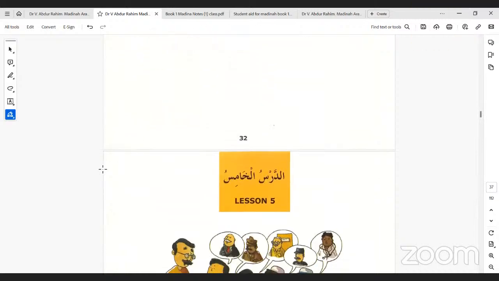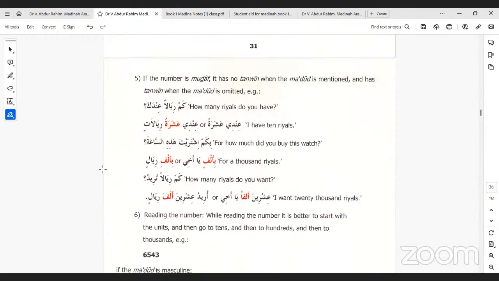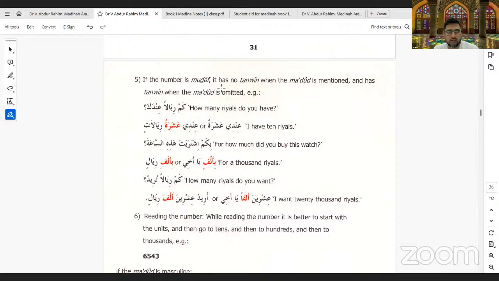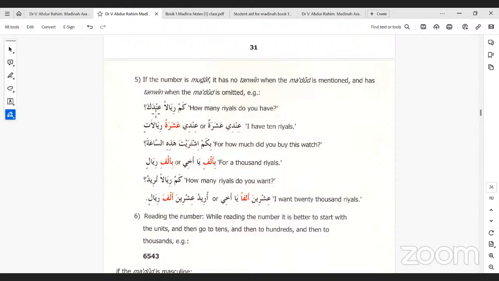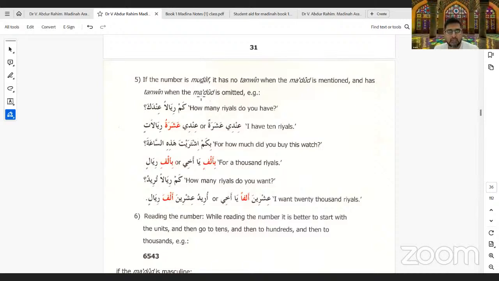Can you explain number 5 a little? Okay. If the number is mudaf, it has no tanween when the ma'dud is mentioned, and has tanween when the ma'dud is not mentioned. Let me explain here. I'll give you an example. Kam riyal indak, how many riyals do you have? If the number is mudaf, it has no tanween. So these numbers, ashratun, can you see the word ashratun? There's no mudaf ilay mentioned after it, so it has tanween.